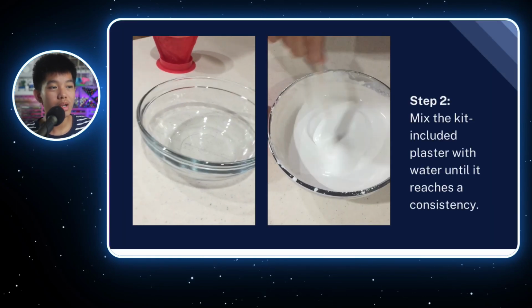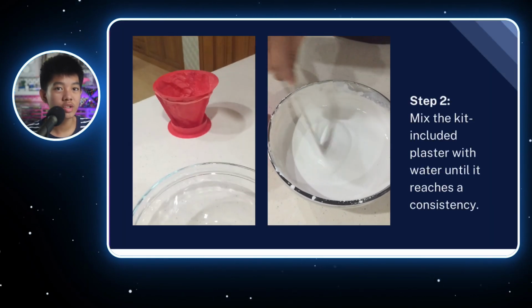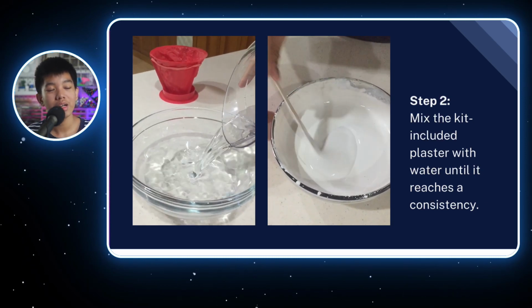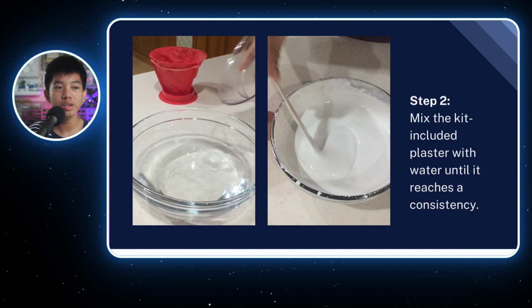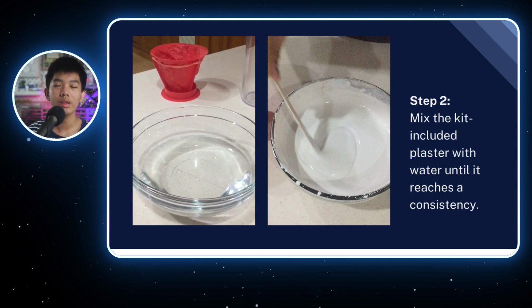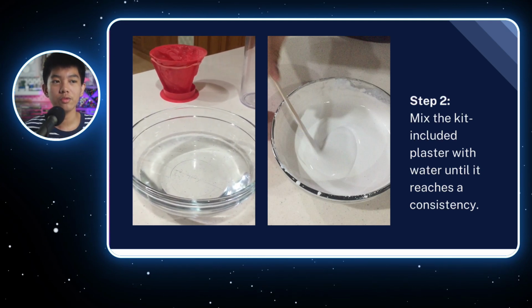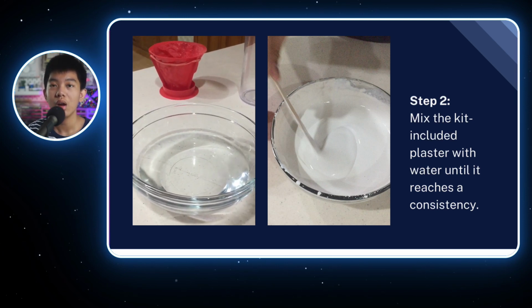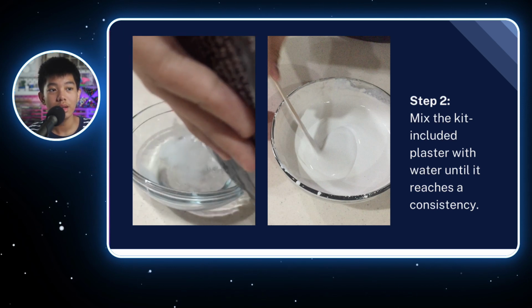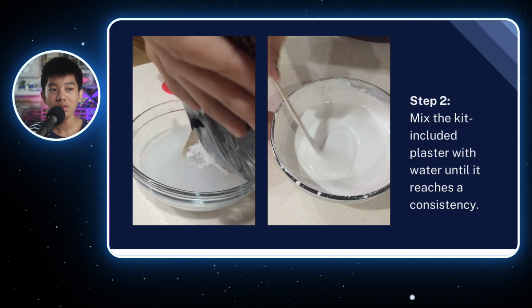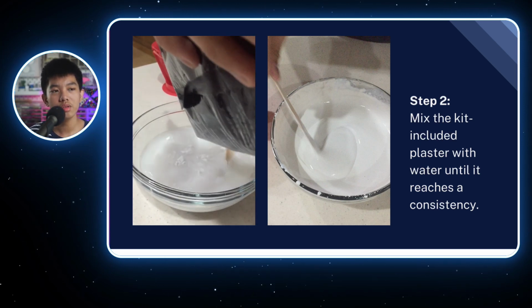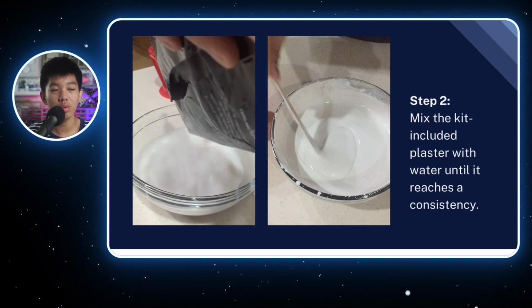Now we go to step 2. Mix the kit included plaster with water until it reaches a consistency. Or more specifically, until it reaches a state where it's flowing like water, but not too watery and not too viscous that it doesn't flow. So when you add the plaster which came in the kit with the water, make sure to mix it just right, so that when it goes out, it's not too watery like water and not too stiff that it won't flow into the mold.